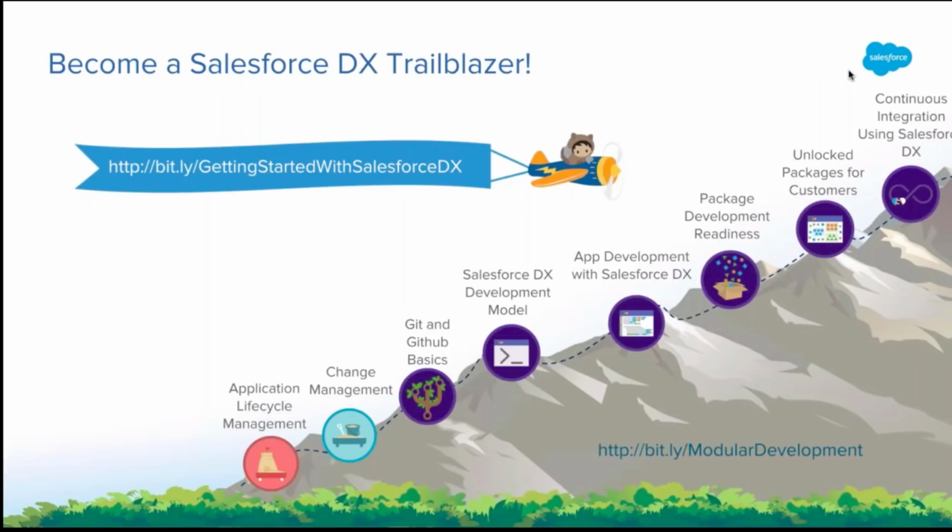Well, there are a ton of different resources here. You can become a Salesforce DX Trailblazer on Trailhead, going through the traditional badges of application lifecycle management, which will take you through normal change sets and things you're used to, all the way to learning about version control and source control strategies and branching, and getting started with unlocked packages.